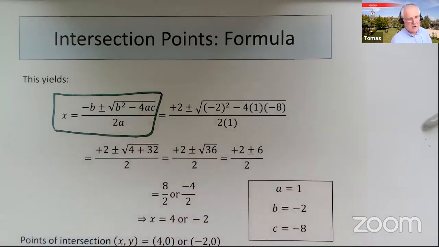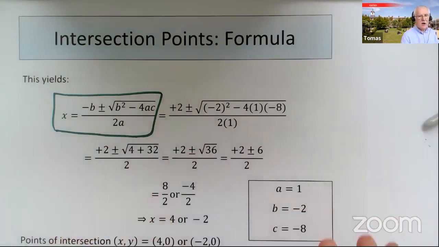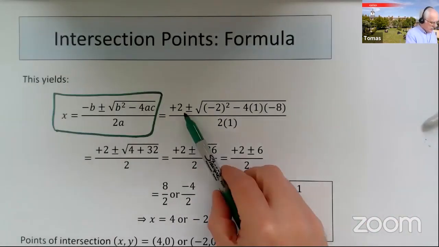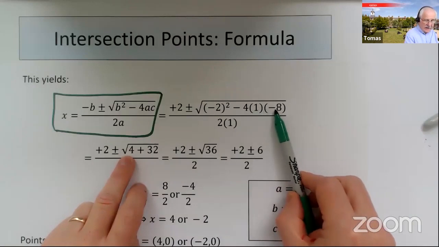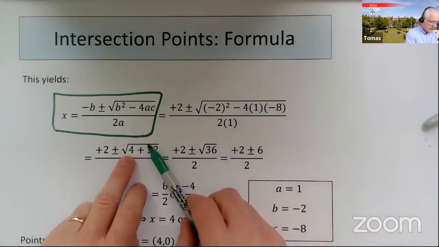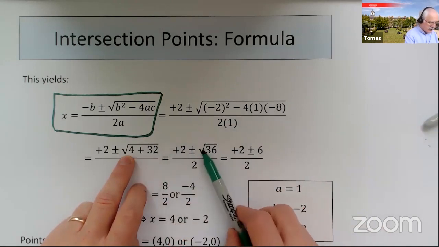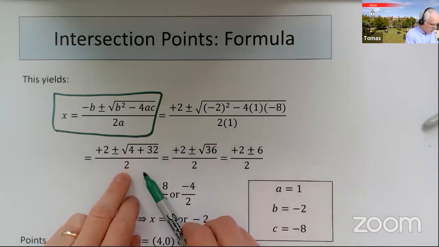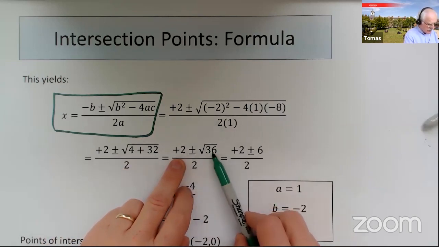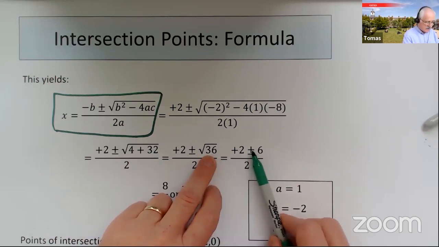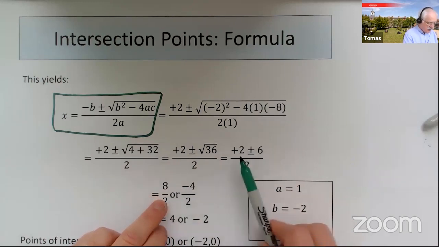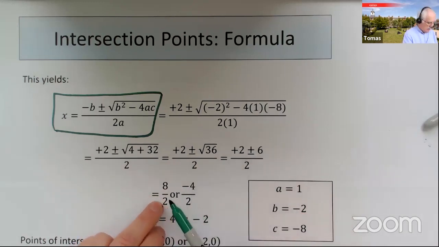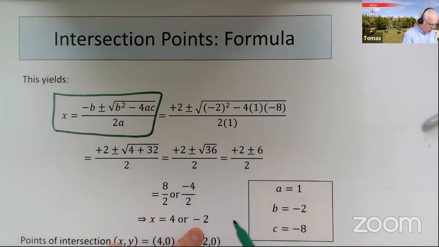And I sort of come up for air then. I've written it down and I say, right, I now just have to go through it step by step. Plus 2 is plus 2. Minus 2 squared is 4. 4 by 1 is 4, by 8 is 32, minus by minus is plus. So that's 32. 4 plus 32 is 36, all over 2. So I've 2 plus or minus the square root of 36 over 2. The square root of 36 is plus or minus 6. So now I've got 2 plus 6 is 8 over 2, and 2 minus 6 is minus 4 over 2. 8 over 2 is 4. Minus 4 over 2 is minus 2.